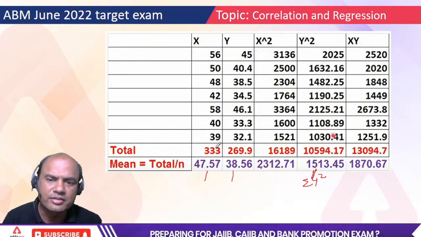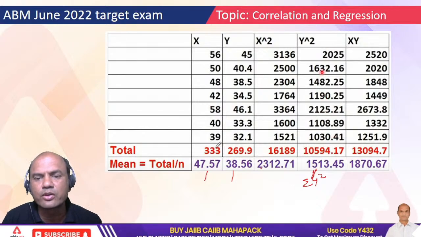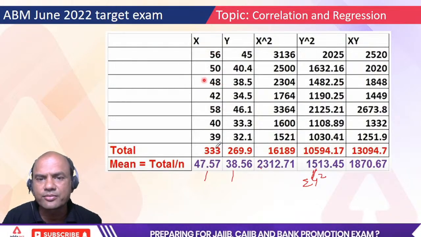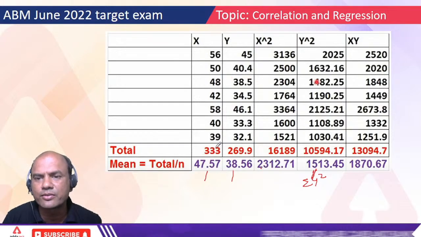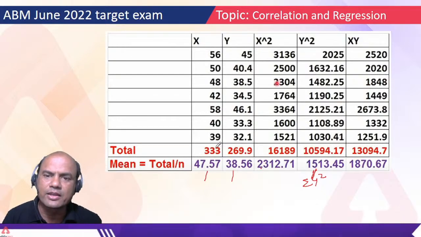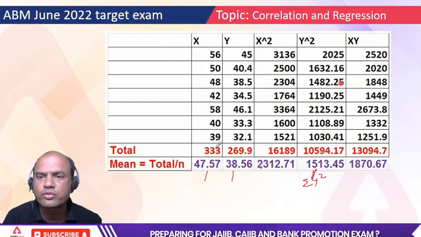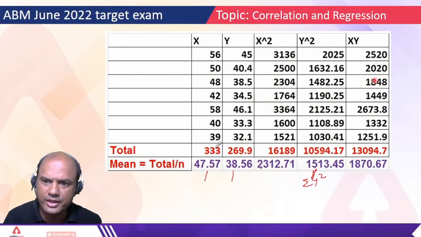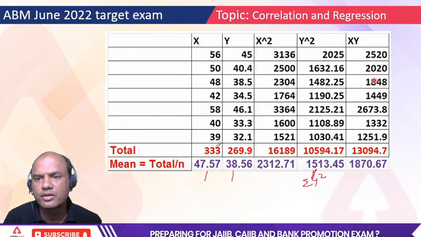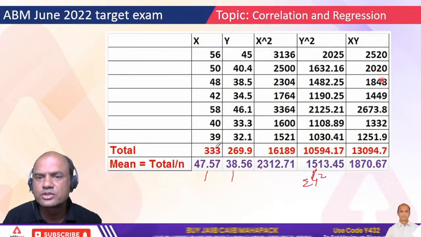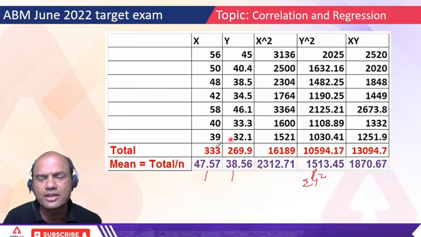Everybody try it. I'll wait for 5 to 10 seconds. At least try 1 or 2 examples. Try 48 square and try 38.5 square. Has everyone got this x square and y square and xy also? Try xy also. Has everyone got this 2304, 1482.25 and 1848? Has everyone got all the 3 figures for 48? Try it once. Okay? Yes. Now everybody is typing. Once you have got one, the others are similar in a similar fashion.